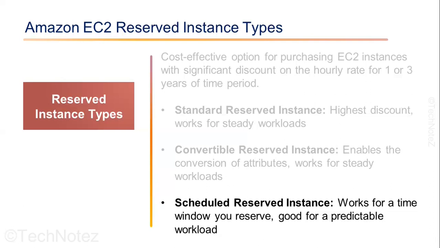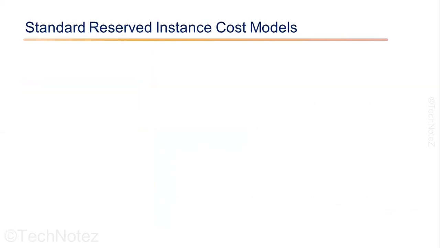Compared to on-demand instances, AWS reserved instances can provide cost savings of up to 75%. They are a cost-effective option for customers who have predictable workloads and can commit to using the instances for a certain period of time. So now let's look at the cost model of standard reserved instances.